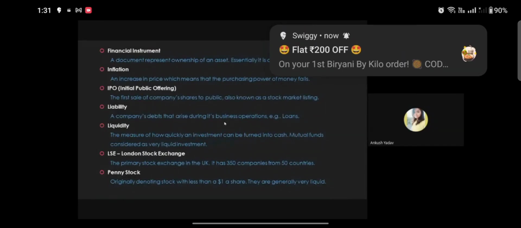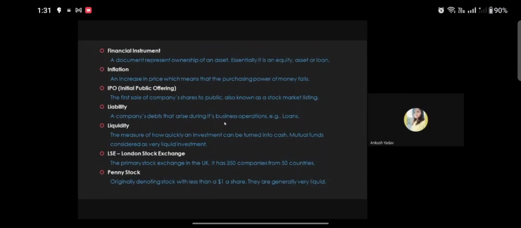The first sale of the company's shares to the public, also known as stock market listing. So any company that wants to go public has to go through the IPO process. Then we have liability. It is like a loan, like a company debt that arises during business operations.